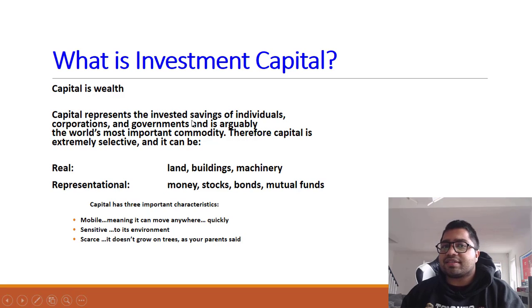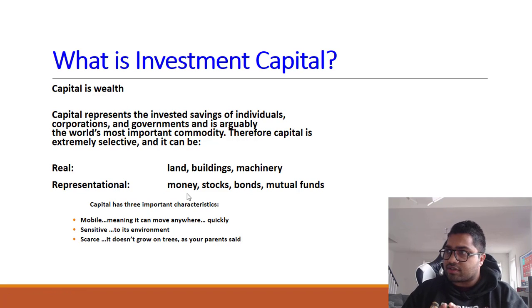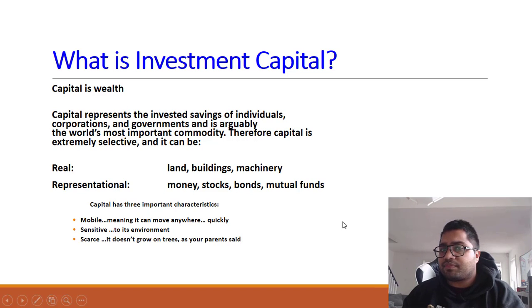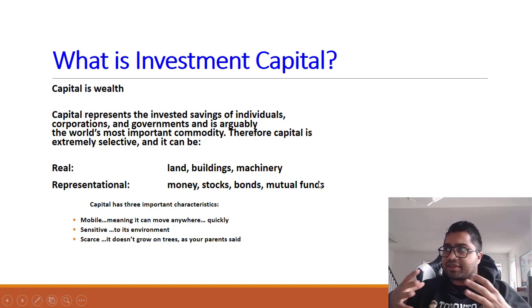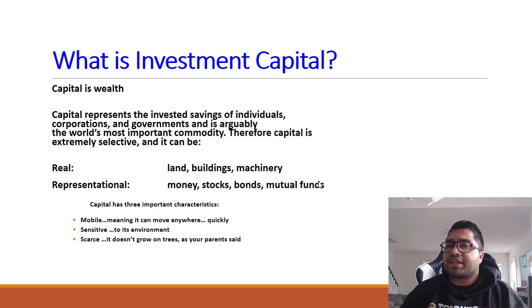Capital represents the invested savings of individuals, corporations and government, and is arguably the world's most important commodity. Therefore, capital is extremely selective and it can be real. For example, you can own land, building and machinery, or it can be representational. Like it can be money. Currency is our faith in the government. Stocks, this is investment in companies, taking part of the company. Bonds, investing in the debt of a company. And mutual funds are collective vehicles that invest your money.